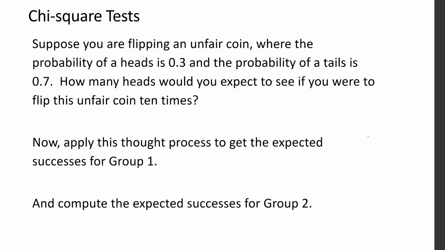Now a little sidebar. Suppose you're flipping an unfair coin where the probability of a heads is 0.3 and the probability of a tails is 0.7. How many heads would you expect to see if you were to flip this unfair coin 10 times?